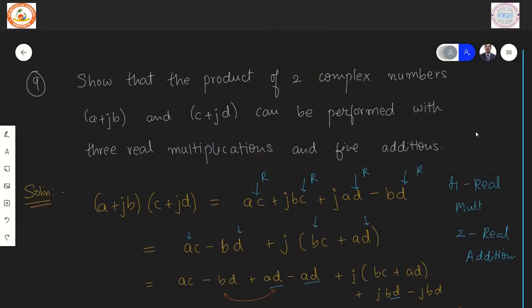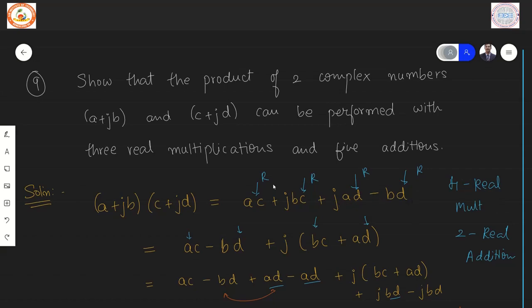The next problem states: show that the product of two complex numbers a plus jb and c plus jd can be performed with 3 real multiplications and 5 additions. The term a plus jb is multiplied with c plus jd, and we expand it. We know that we can get the result as ac minus bd plus j times (bc plus ad).